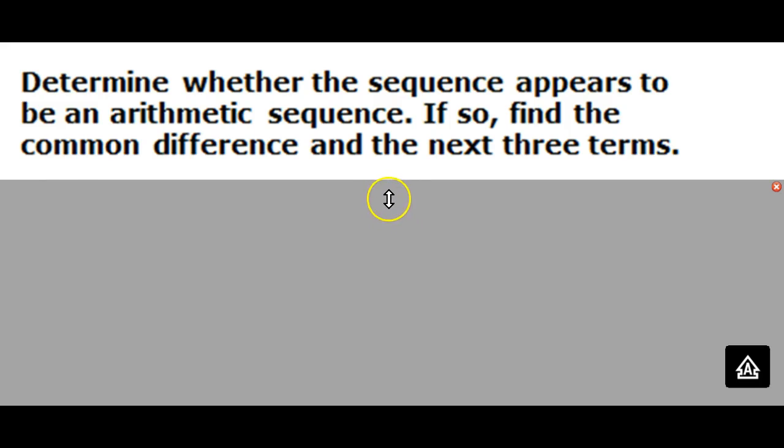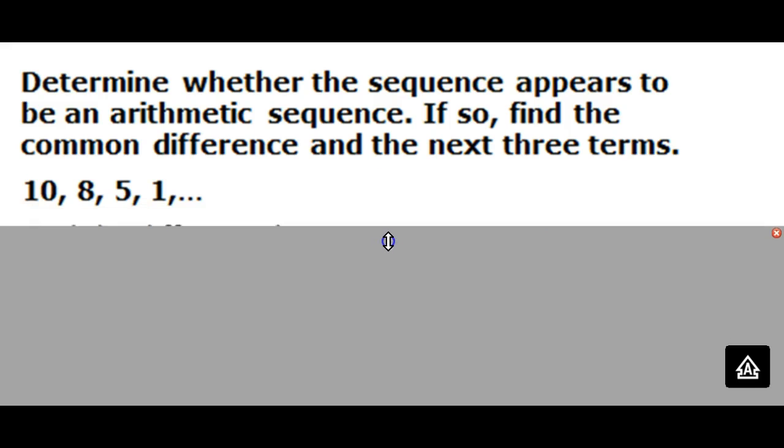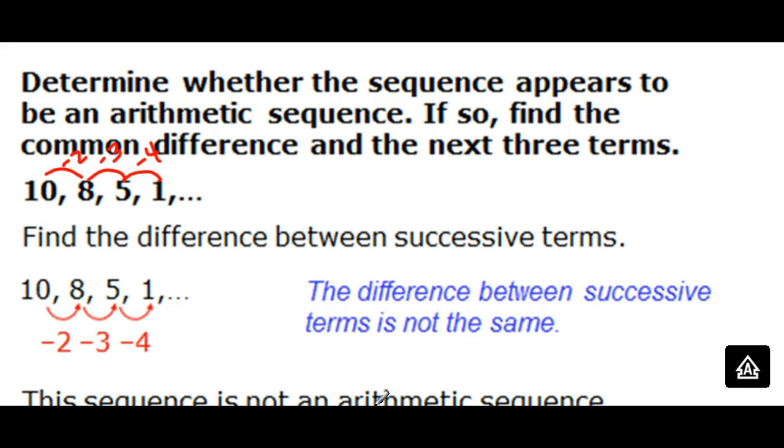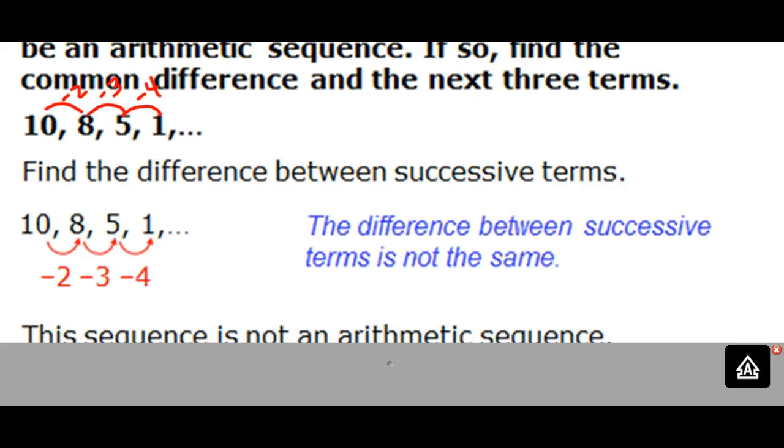Let's find out if this is arithmetic. From here to here is minus 2. From here to here is minus 3. From here to here is minus 4. Now, I see a pattern, but it's not an arithmetic pattern. So this is not an arithmetic sequence.